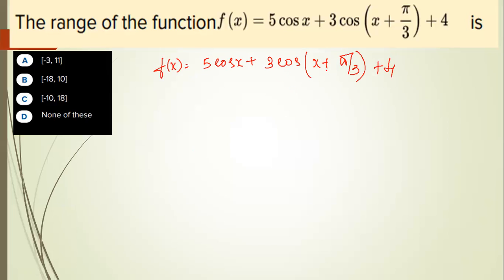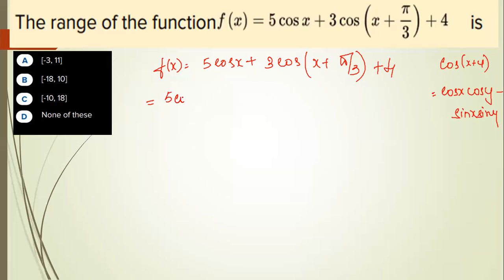Apply the cos x plus y formula. What is cos x plus y? It is cos x cos y minus sin x sin y. Apply that formula and you'll get it in some other simplified form. Let me know what that simplified form is. Those who have still not understood, I'll solve it, so along with me you can solve.